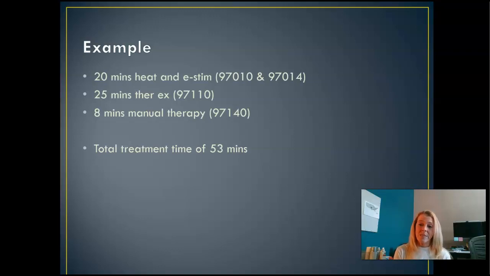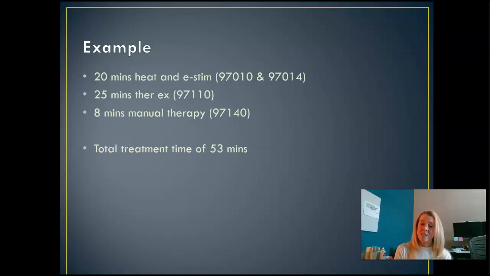So the first thing we need to do is subtract out the heat and the e-stim. So we take the 53 total minutes, we subtract out the 20 minutes of heat and e-stim. We'll bill 1 unit of heat, 1 unit of e-stim, because again, those are untimed codes and we just bill 1 unit regardless of how long we spent doing them. When you subtract that out, that leaves us 33 minutes of treatment between the Therax and the manual therapy. And for that, we can bill 2 units.